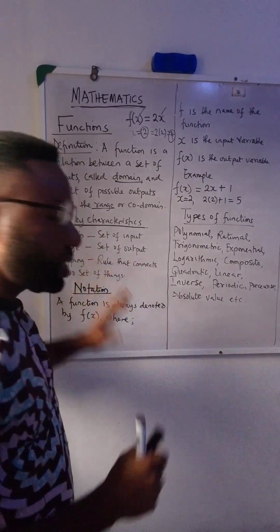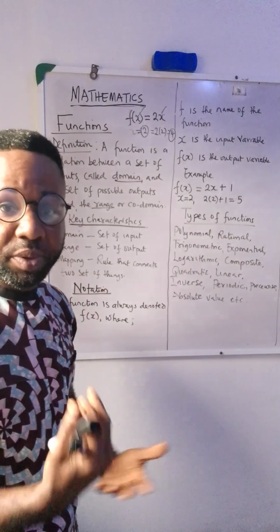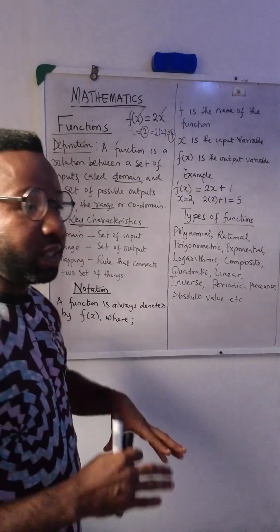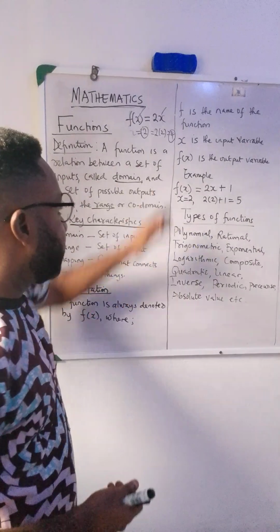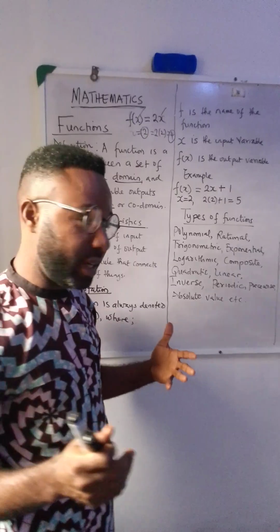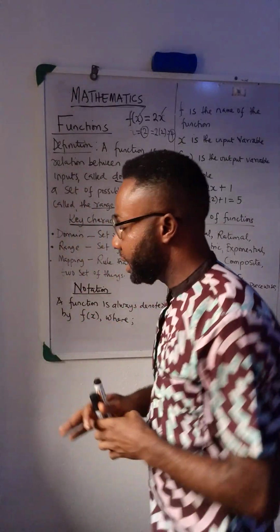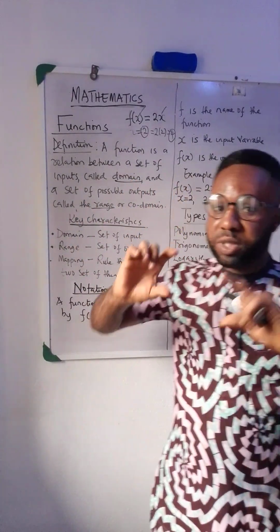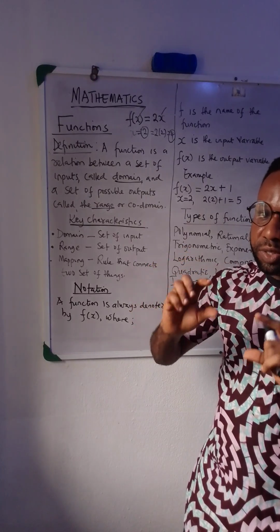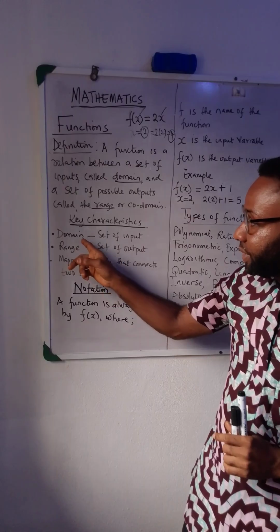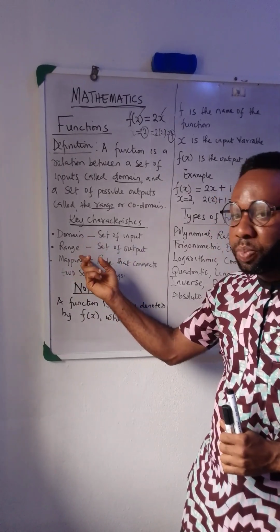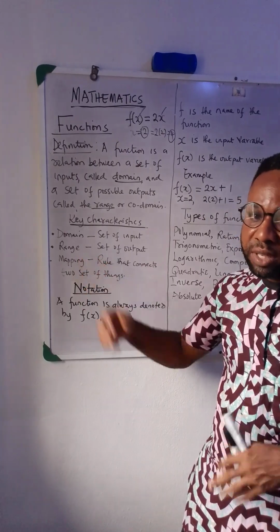So when you are talking about functions, you look at the key characteristics of a function. We have the domain, which is simply the set of input values or variables. We have the range, which is the set of output variables like we've had here. And we have what we call mapping in a function. Mapping is simply a rule that connects two sets of things. So if you have the domain and the range, the rule that connects these two is what we call mapping.